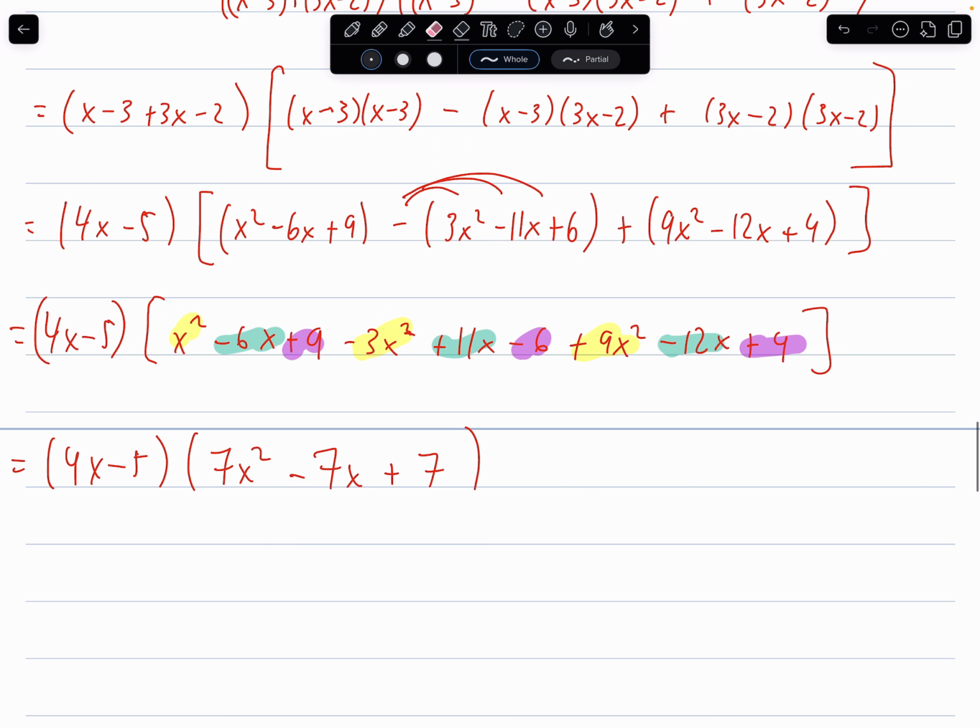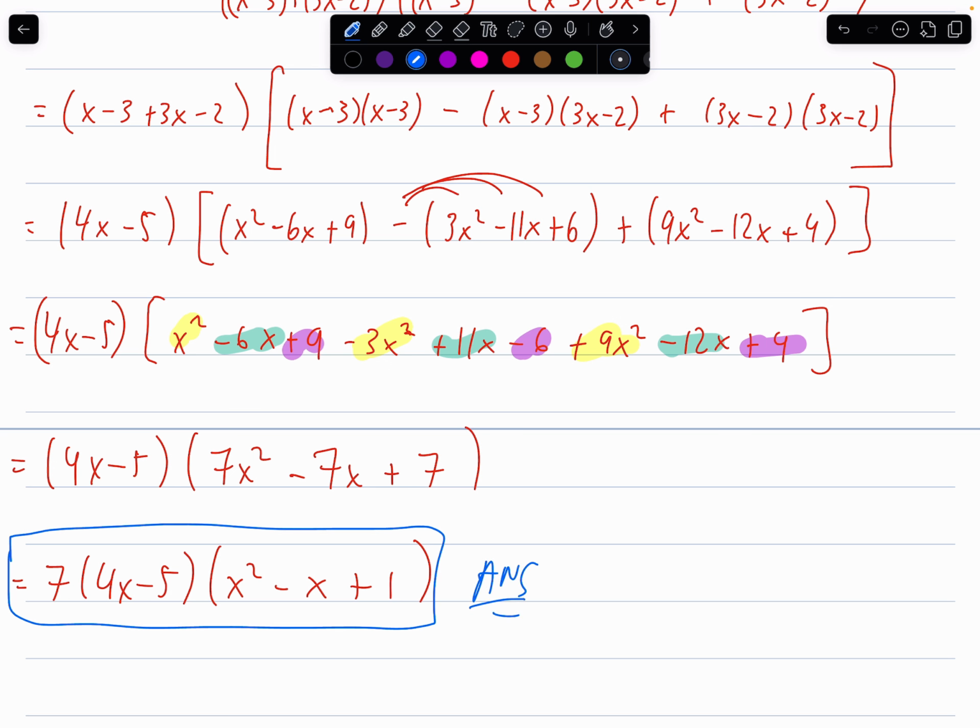Cool. So this is good. We can actually even factor out a 7 from that second term. So if I factor out a 7, I'll be left with x squared minus x plus 1. And this right here, guys, is your final answer.